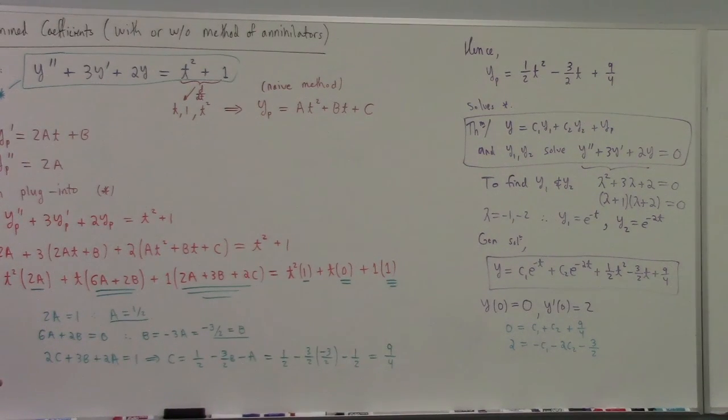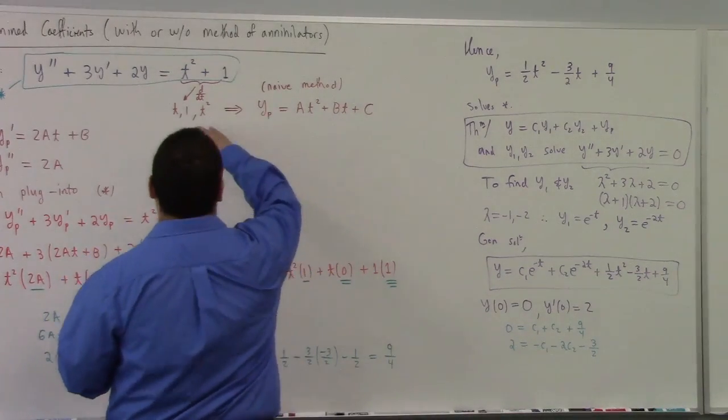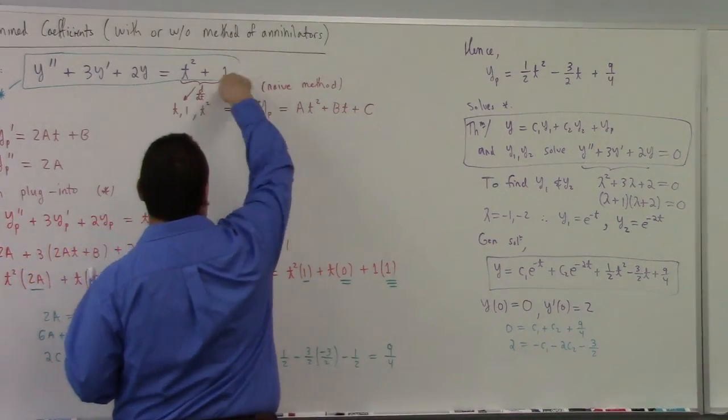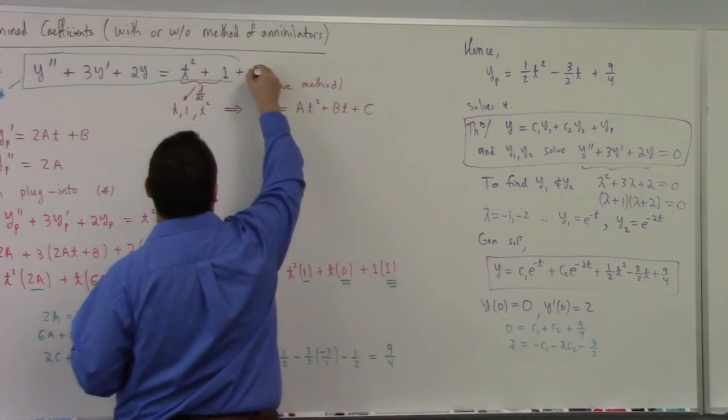Okay, any questions about this? Did you guys have an idea about what the naive method is? Let me try it out for some other problems. Suppose same thing, but instead of t squared plus 1, or let's say, suppose you have t squared plus 1 plus e to the t.